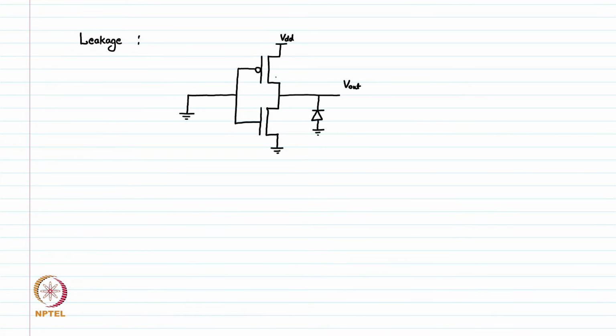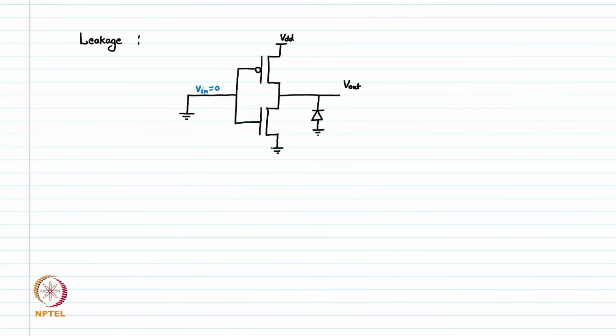So in this case, we have this inverter and we put the input to a static ground. We connect the input to 0 and then we analyze the circuit where the leakage current is there.